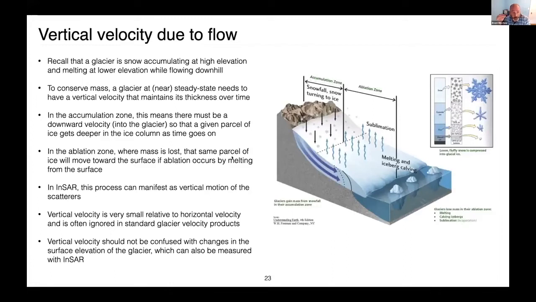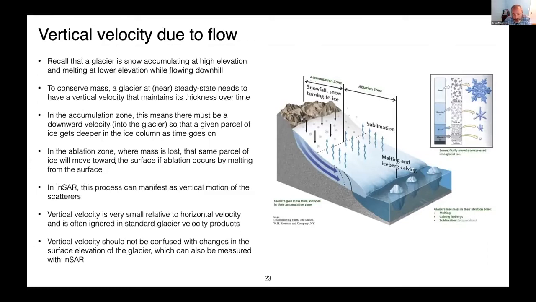So the vertical velocity due to flow. A glacier is simply accumulating snow at high elevations. It's flowing, and it's melting at lower elevations as it flows downhill. In order to conserve mass, a glacier that is at or near steady state has to have a vertical velocity associated with it that maintains its thickness over time. So as snow falls, a particular parcel of ice needs to respond to that and have a downward velocity within the accumulation zone that is a flow into the glacier, as they're attempting to represent in these purple arrows here, such that that parcel of ice moves through. That is, there's some time dependence to the depth of any given parcel of ice.